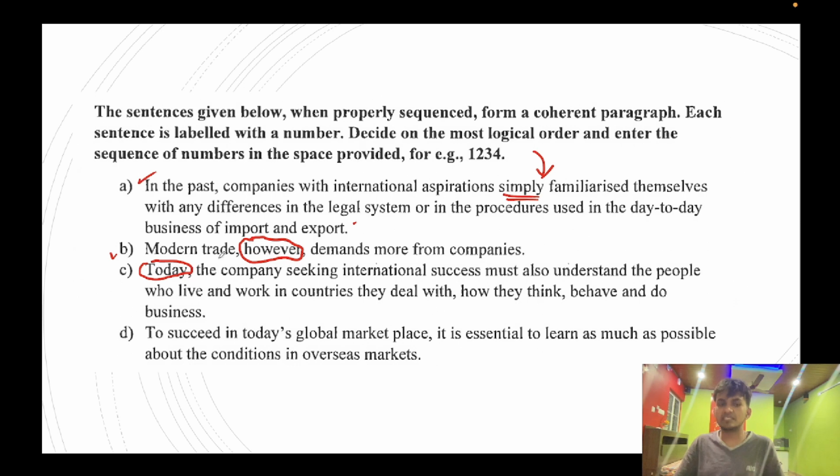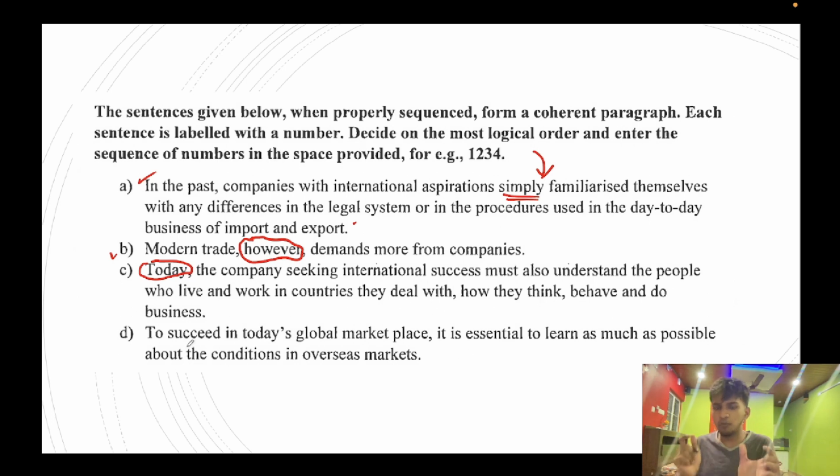Here again, something is being introduced out of thin air without establishing context. The company seeking international success. What success are we talking about? What type of companies? What is the idea of the paragraph? We are not being given any information. Now read the fourth option.